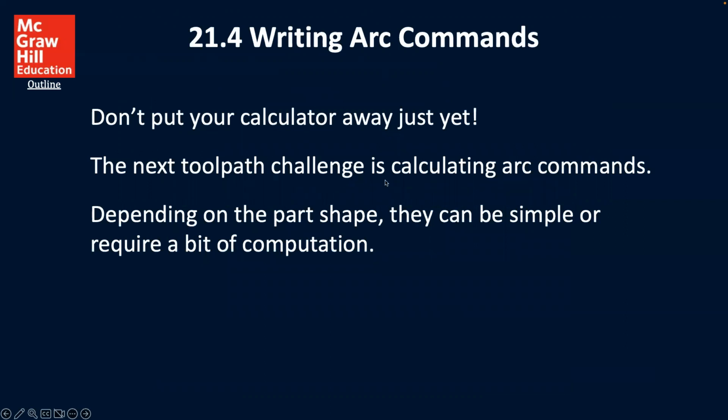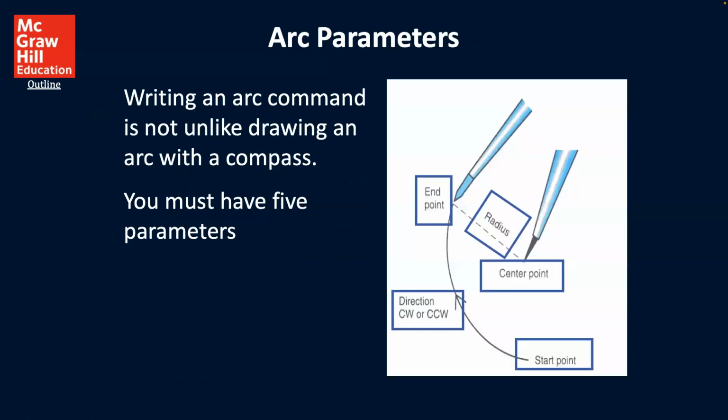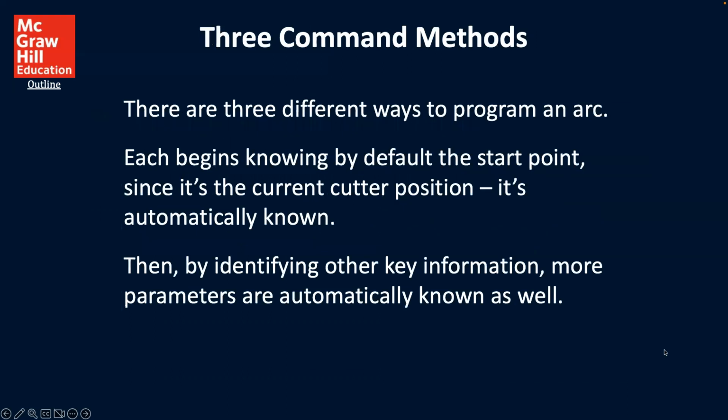The next toolpath challenge is calculating arc commands. Depending on the part shape, they can be simple or require a bit of computation. For arc parameters, writing an arc command is not unlike drawing an arc with a compass. You must have 5 parameters: the endpoint, the radius, the center point, the direction, and the start point. Those are all things that need to be known.